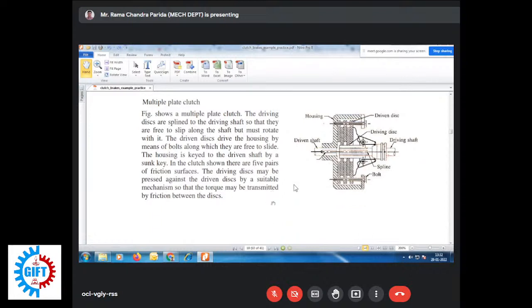This is about your multiplate clutch. You can see, only the diagram you have to remember here.